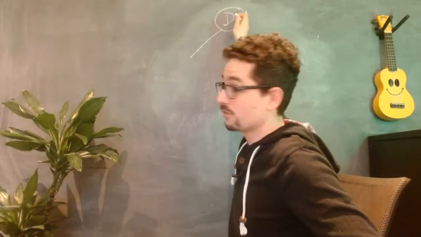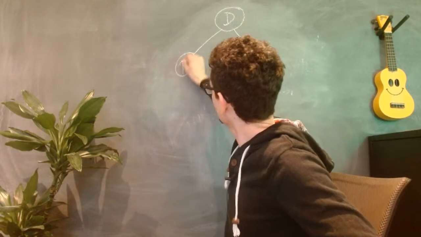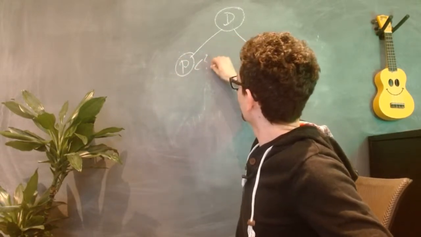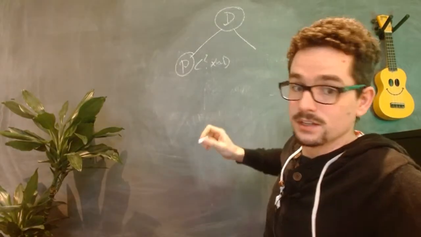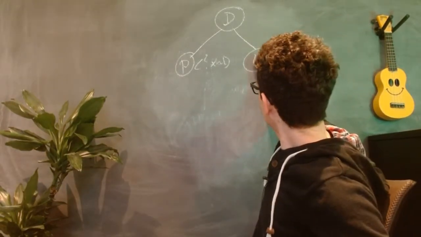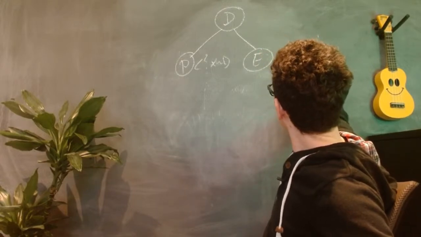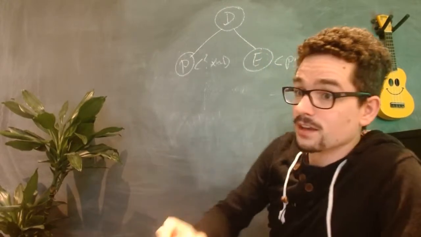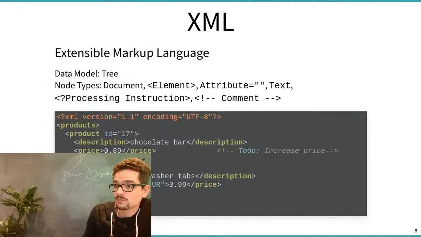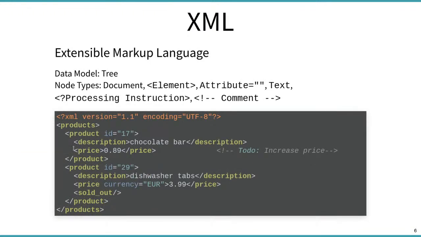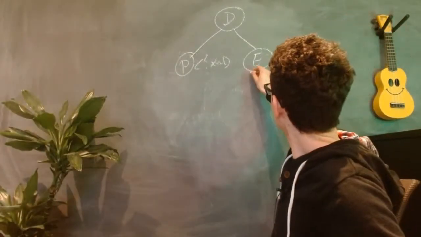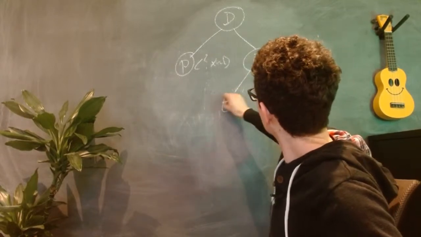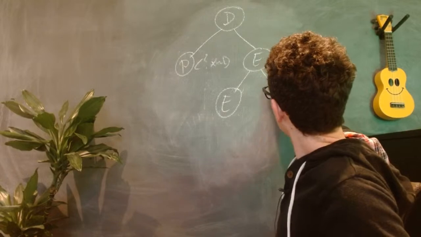So actually we have here two child nodes of the document. One is the processing instruction, this XML and so on. And then we have an element called products. And this element node has two child nodes, product and another product. Two child nodes, element 1, element 2, and the child nodes again have the type element.